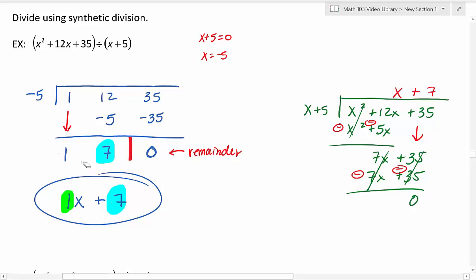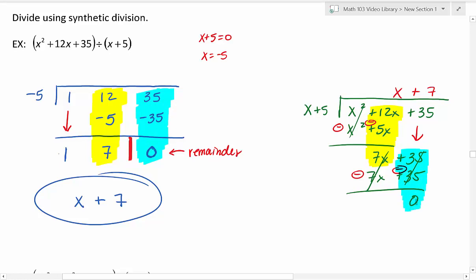But what I want to point out is the numbers within the problem. So notice here we have 12 minus 5 equals 7. And right here we have 12x minus 5x equals 7x. And then here we have 35 minus 35 equals 0. And we have the same thing right here. So basically we are doing long division just without the variables. It allows us to perform division much faster.